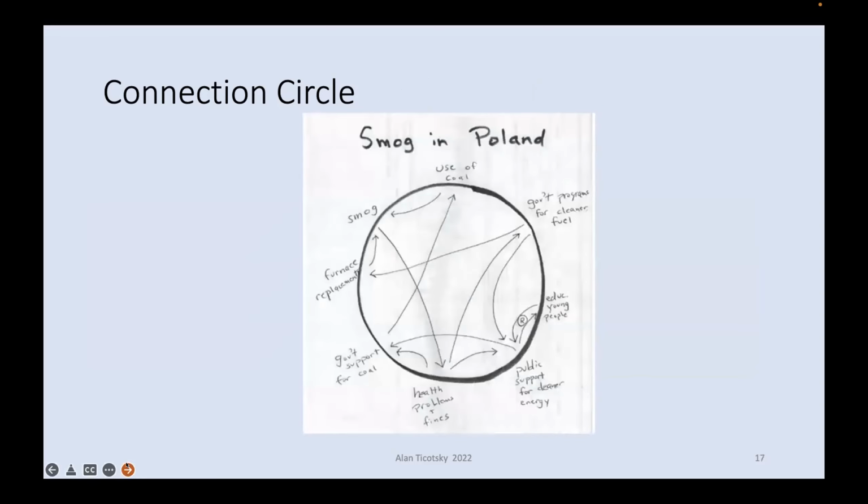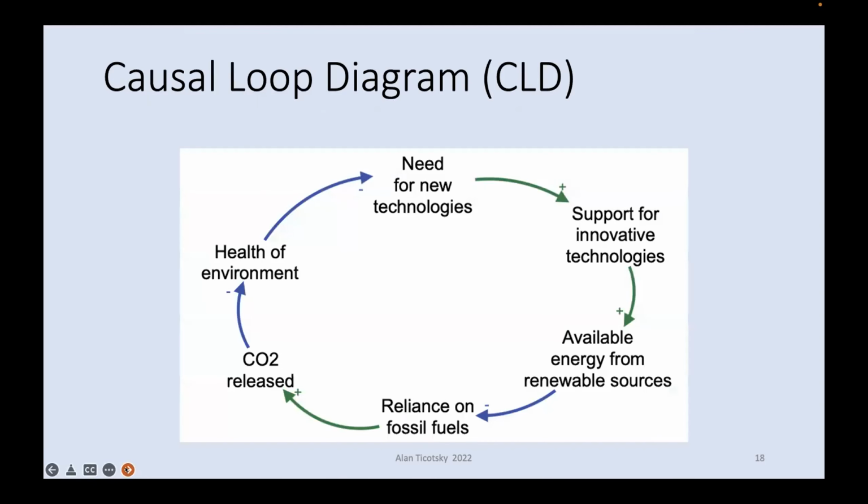Here's a connection circle about smog in Poland, and when the government was working on trying to replace coal stoves for people to reduce smog. I used an example of an article reported in the New York Times about how that was going. And most of you are probably familiar with connection circles. Here's just a diagram of when the need for new technologies because of the smog happens.